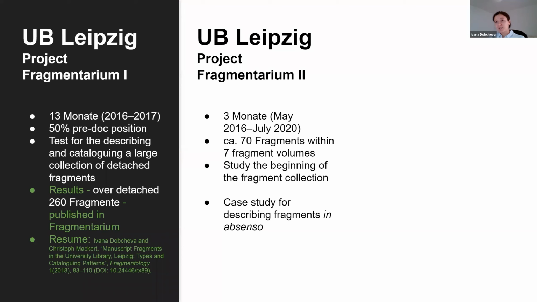The second project, again in Leipzig, ran for 3 months last year. The main point was to describe 50, and actually 70 Fragments. So for 20 of them, there were already descriptions made. Anyway, there are 70 Fragments, which are kept in around 7 Fragment volumes. The specific goal of the project was to look at and study the beginning of the Fragment collection, meaning, as I said, how exactly librarians back in the 19th century studied and collected Fragments.